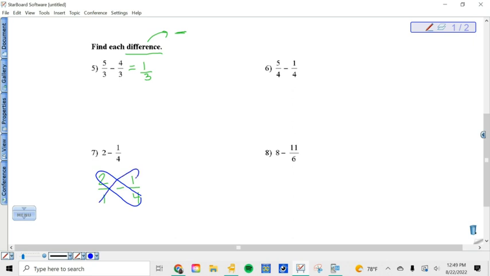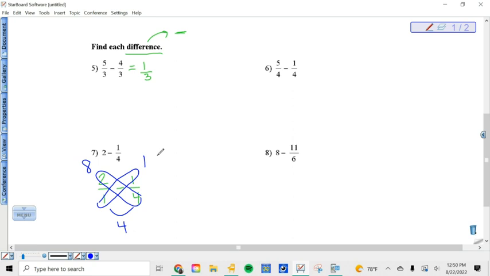Butterfly. So the butterfly method will work every time. But it's best to just use it for when you have different denominators. And it's just for addition and subtraction. Okay. What's 2 times 4? 8. And then I do 1 times 1 is 1. And 1 times 4 is 4.